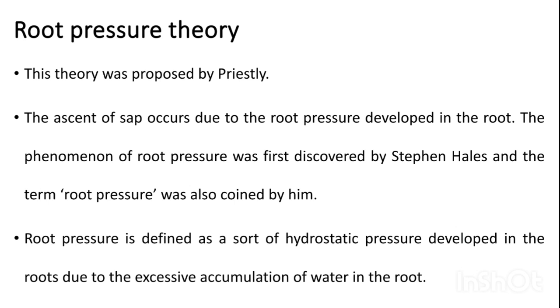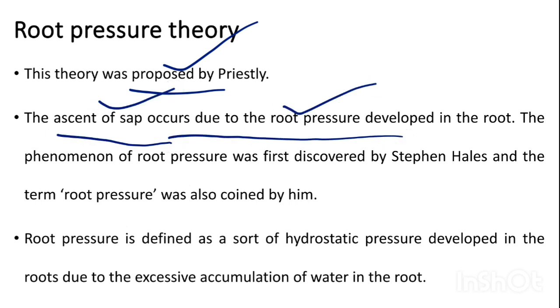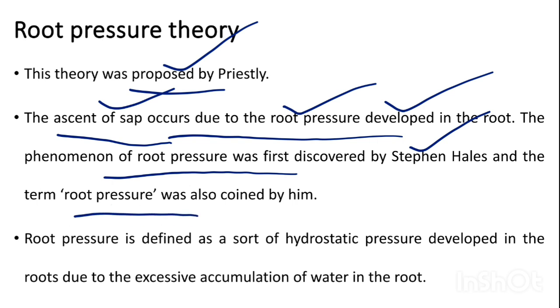Next is the root pressure theory. This theory was proposed by Priestley. The ascent of sap occurs due to root pressure developed in the root. The phenomenon of root pressure was first discovered by Stephen Hales, and the term root pressure was also coined by him. Root pressure is defined as a sort of hydrostatic pressure developed in the root due to excessive accumulation of water in the root. So here the root creates a pressure.